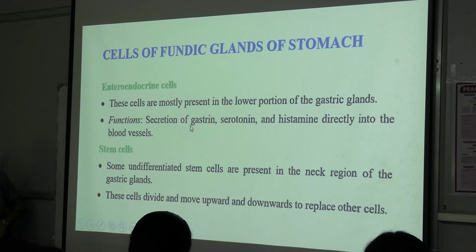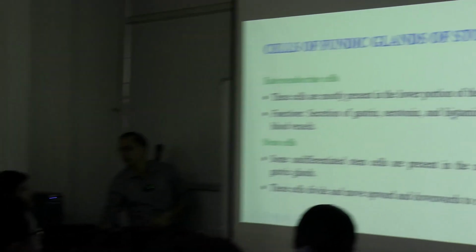What they are producing? They are producing gastrin, serotonin, histamine directly. So, they are going to modulate or control the gastric or stomach secretions. We have the stem cells, which are present in the higher up inner position in this region. So, these stem cells are present close to the mucus secreting regions and the parietal cell region.